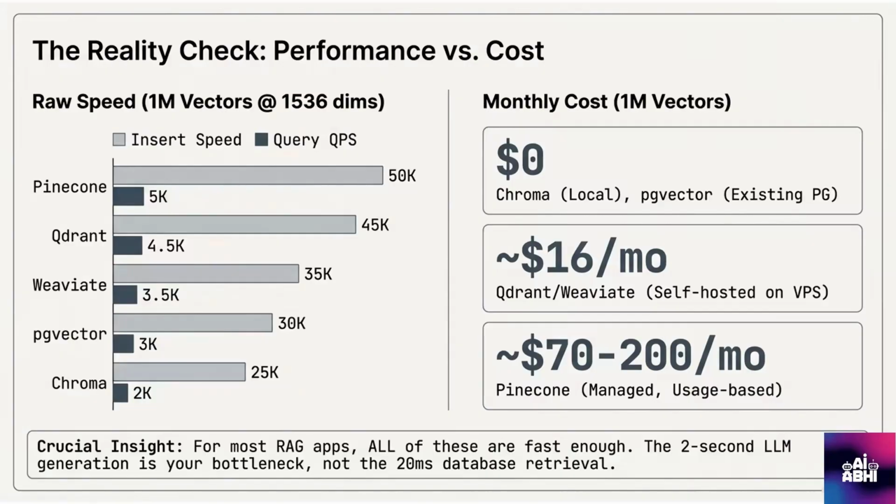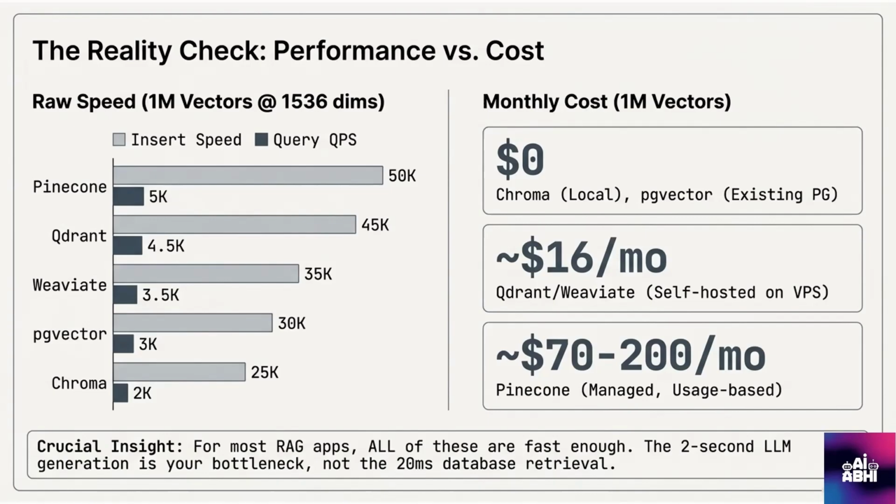Let's see the performance benchmark. Let's talk numbers. These benchmarks are from VectorDBBench and independent tests in 2025, using 1 million vectors at 1536 dimensions, which is a standard RAG setup.